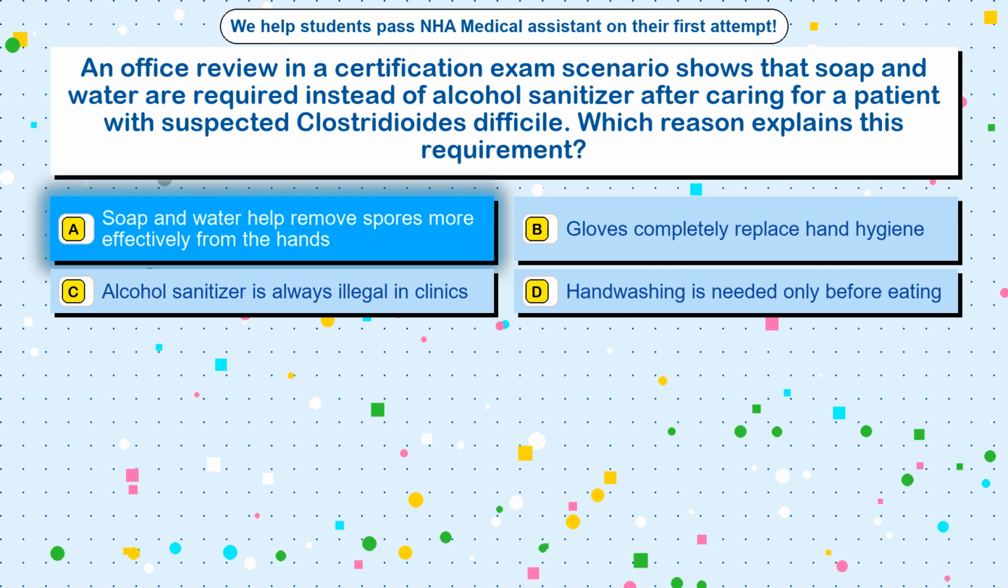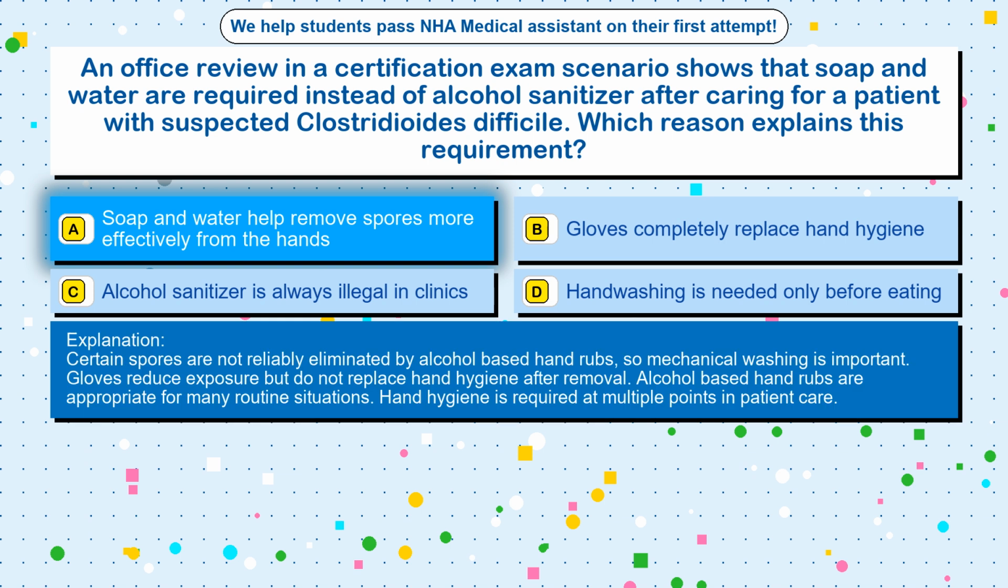The correct answer is option A. Soap and water help remove spores more effectively from the hands. Certain spores are not reliably eliminated by alcohol-based hand rubs, so mechanical washing is important. Gloves reduce exposure but do not replace hand hygiene after removal. Alcohol-based hand rubs are appropriate for many routine situations. Hand hygiene is required at multiple points in patient care.